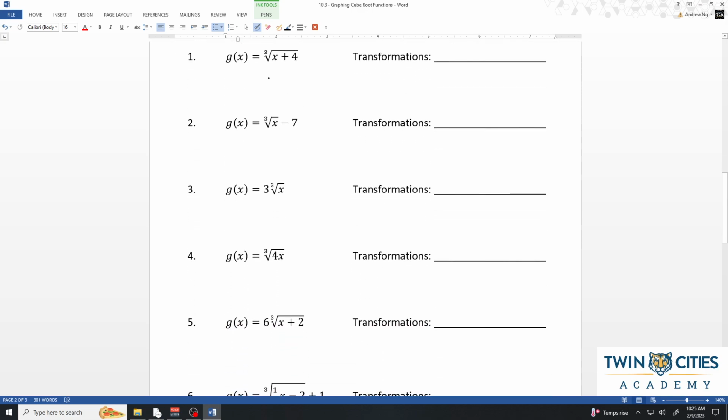So I've got, for number 1, the cube root, and then on the inside, x plus 4. Now this plus 4 is going to tell us to shift left or right. And because it's inside, it's horizontal, it's the opposite of what I would think. So this is going to be shifting to the left 4. Next, we've got the cube root of x, and then -7 at the end. So -7, because it's at the end, it's vertical. Vertical kind of is more intuitive. We're going to shift down 7.